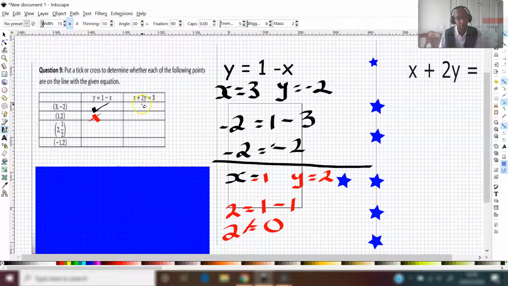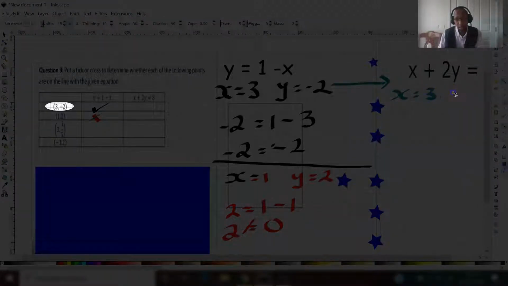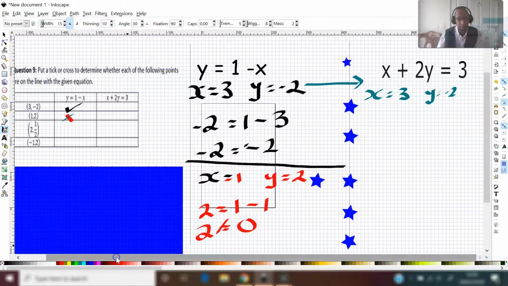And then if I go on to the next equation, I plug these points in, so x was 3 and y was -2. Oh, and of course I should say that this equals 3. That reminded me, you can't see it. There we are, equals 3.